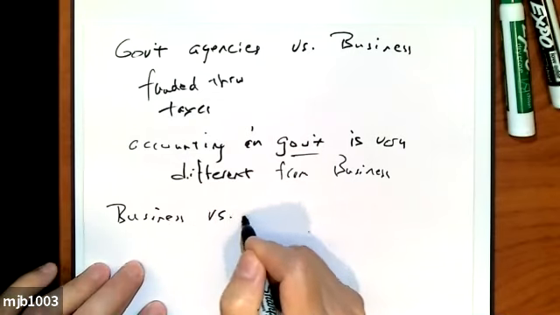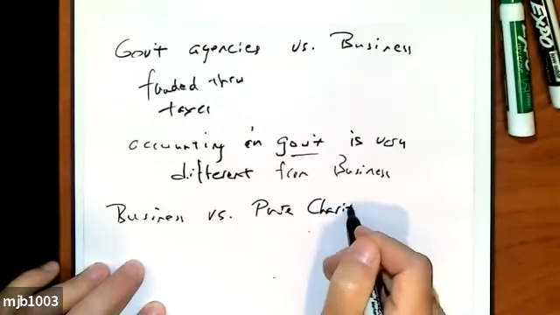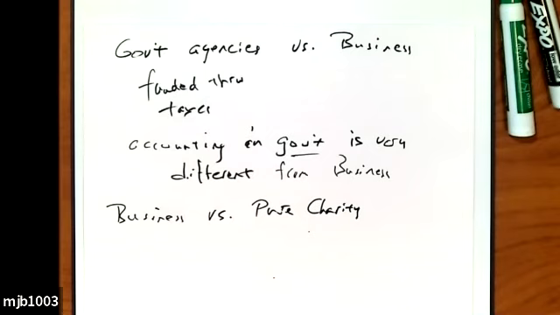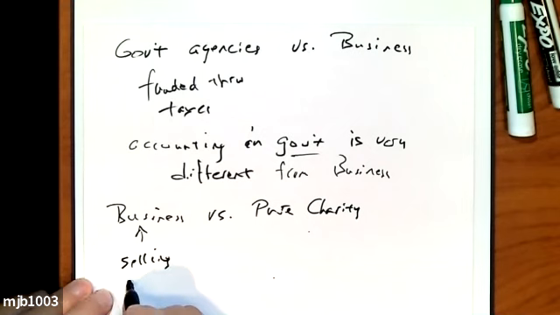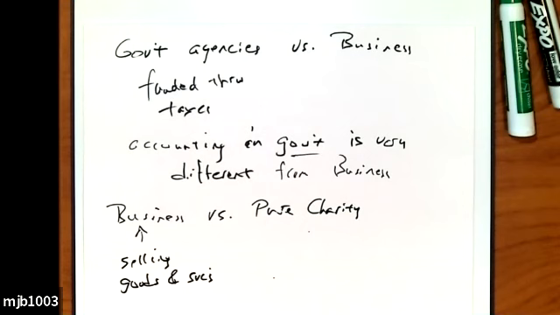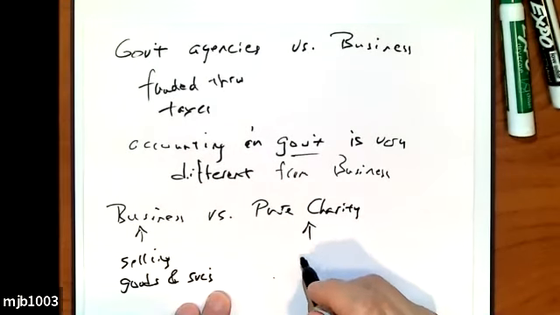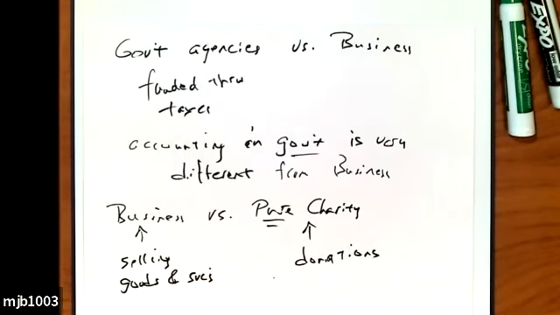So business now versus what we call pure charity. A business sustains itself primarily through selling goods and services, whereas a charity, a pure charity, sustains itself through donations. So a pure charity, and we want to emphasize pure charity.